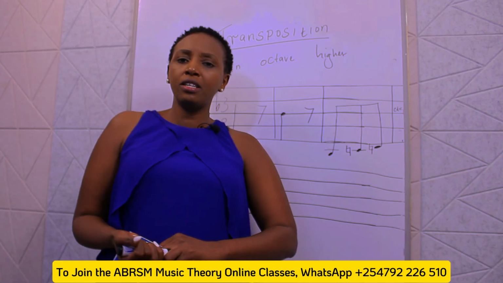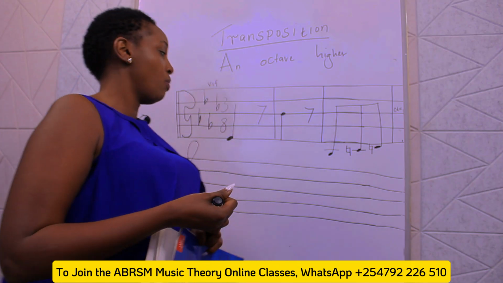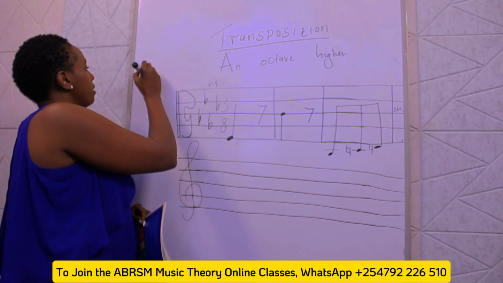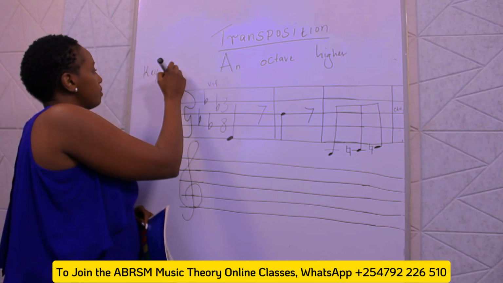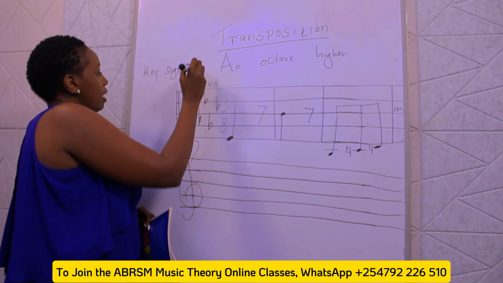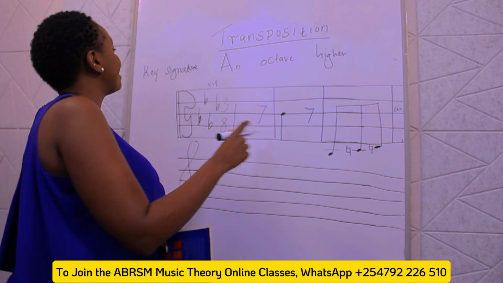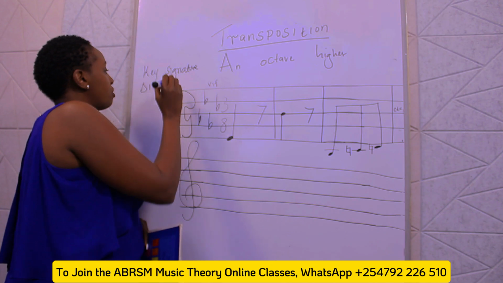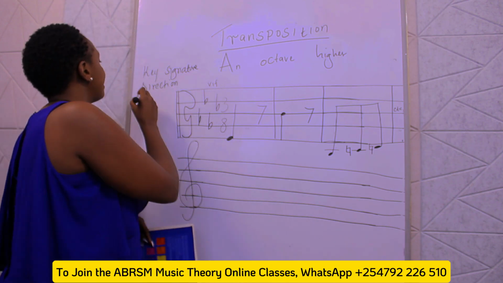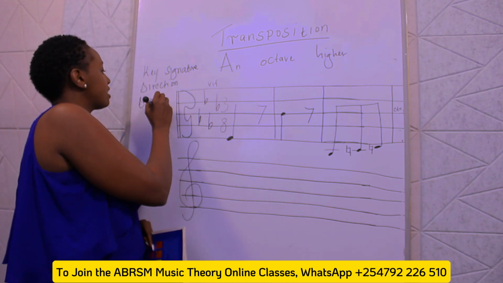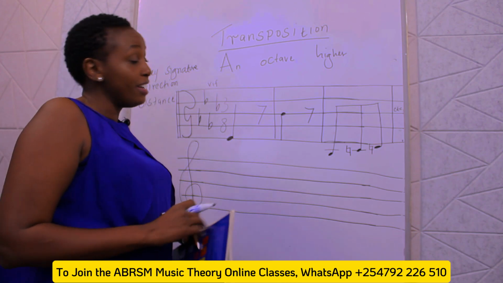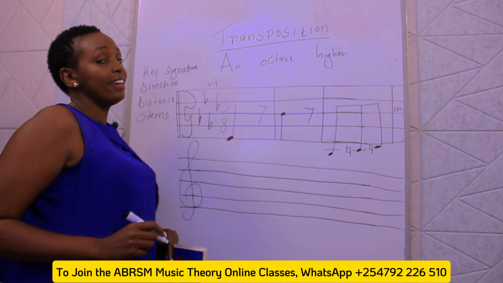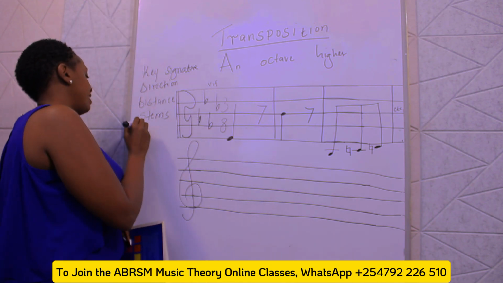What do you need to consider when you are thinking of transposing? One is the key signature. As you can see, we have this key signature over here. And then the other thing that you need to consider is the direction. The other thing you need to consider is the distance. Then you also need to consider the stems. And last but not least, accidentals.